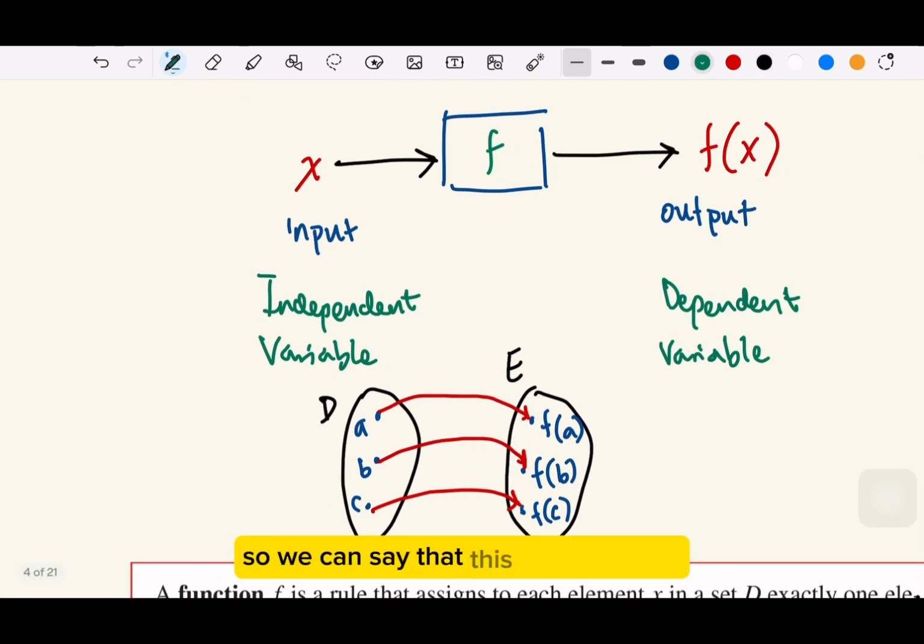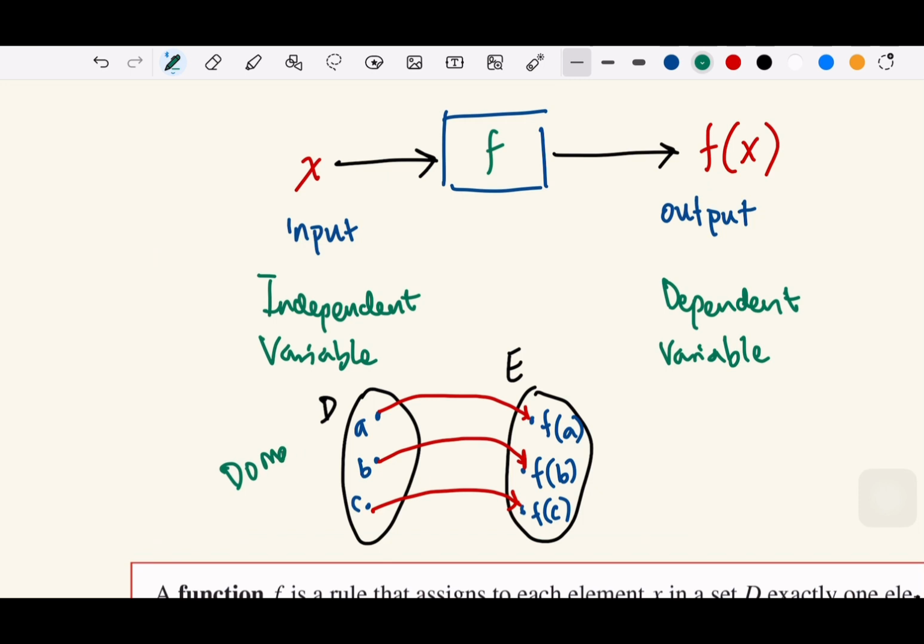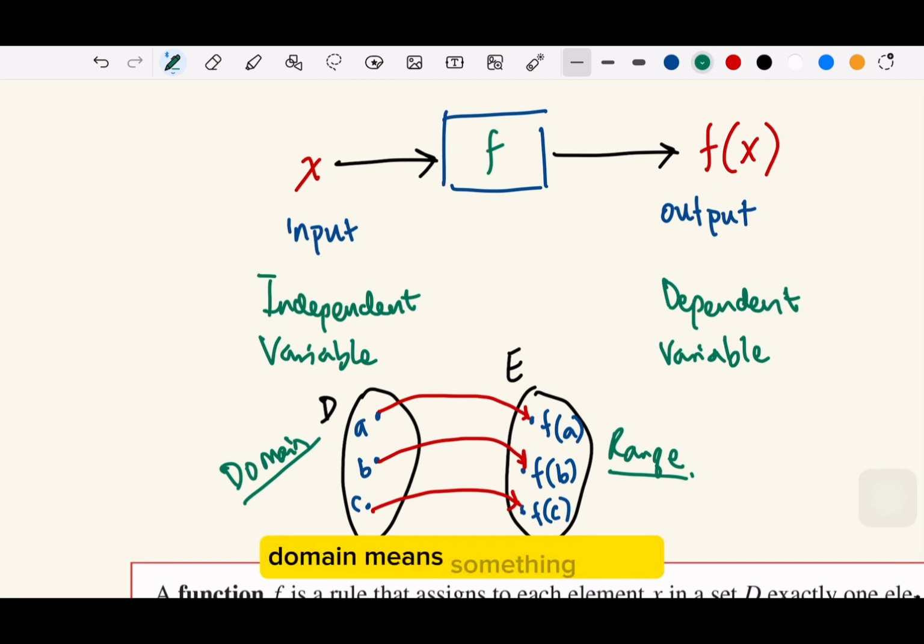So we can say that this is our domain and this is our range. Domain means something that is possible within that part. Okay? Let me give you an example.